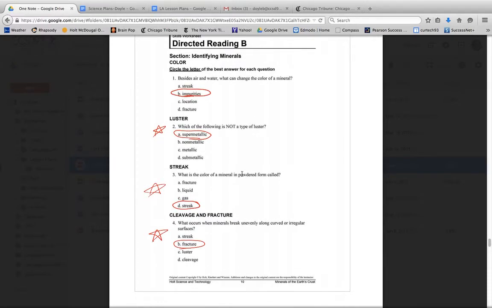Streak. The color of a mineral's powdered form is its streak. So when a rock looks one color, we do a streak test. We drag the rock across a little ceramic plate, and it leaves a little bit of dust on it, and that dust tells us the real color of a rock. So a rock might look gold, and you might be excited, oh my gosh, I found some gold, but then you do the streak test and realize that it's not gold at all. It's actually like dark brown or black.